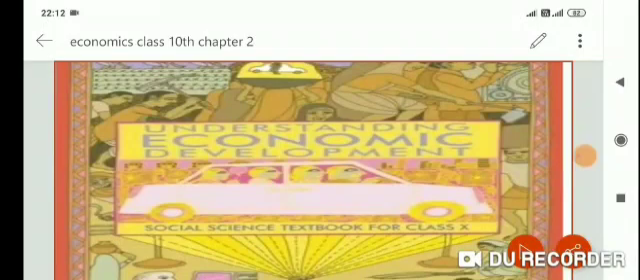Now today your subject starts economics, and chapter number 2 is Sectors of the Indian Economy. Students, first of all you can see this book name: Understanding Economic Development, the Social Science textbook for class 10. Today we start the sectors of the Indian economy, and this chapter number is 2.